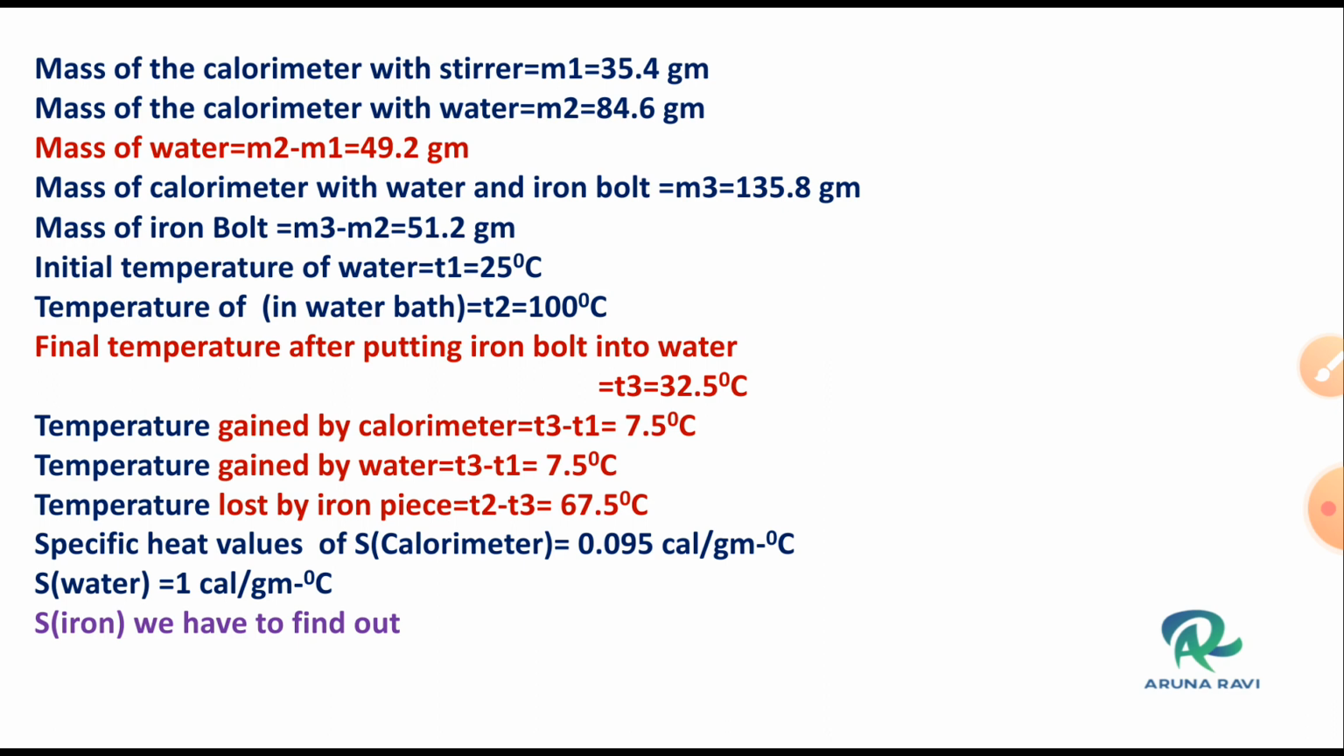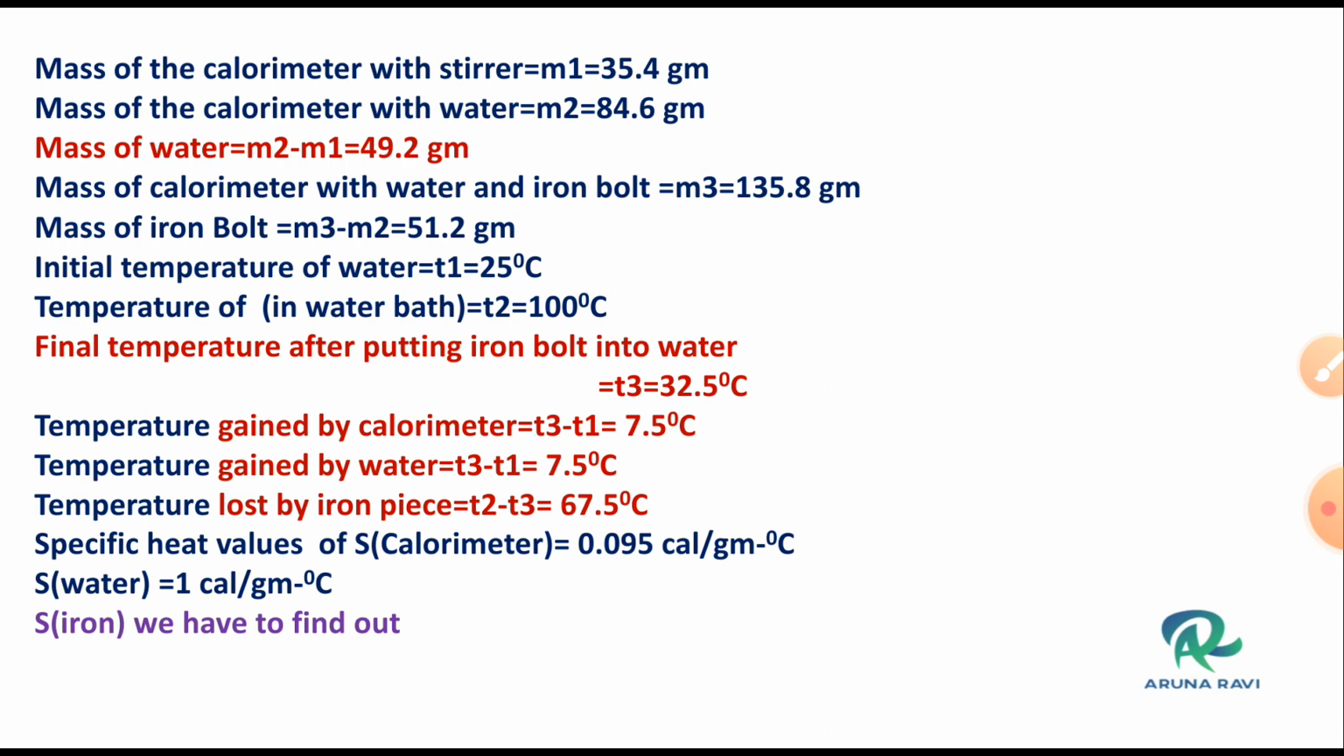The temperature gained by the calorimeter, T3 minus T1, is 32.5 minus 25, that is 7.5 degrees centigrade. The same for water. And for the iron bolt, 100 minus 32.5 is 67.5 degrees centigrade. The specific heat of the calorimeter, copper, is 0.095 calories per gram degree centigrade. Here every reading is in grams, so I am using specific heat values in calories per gram degree centigrade, and the specific heat of water is 1 calorie per gram degree centigrade.